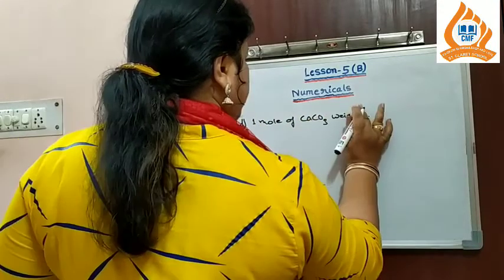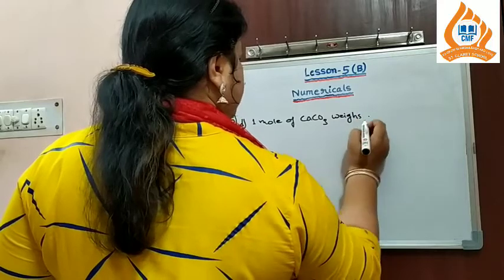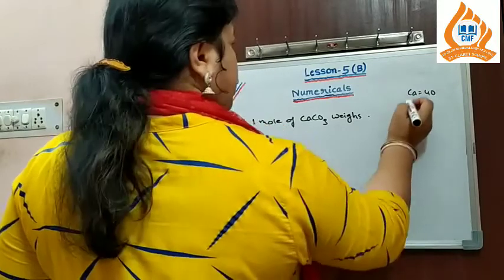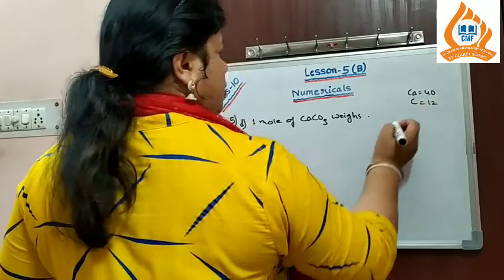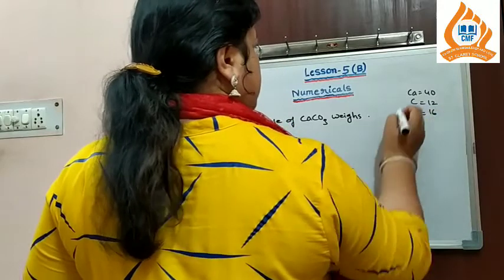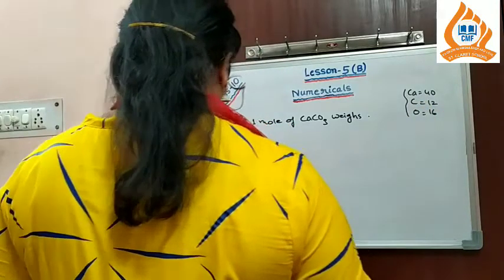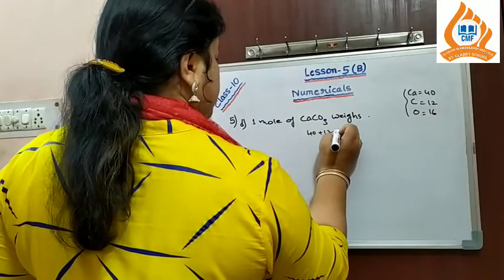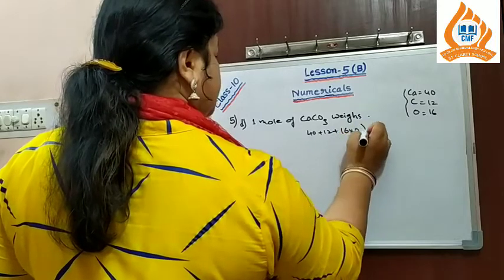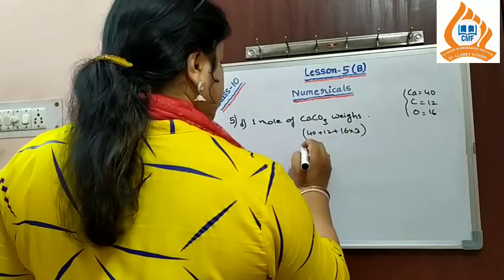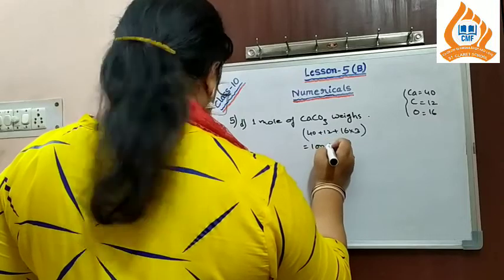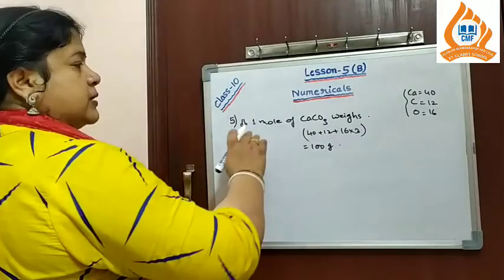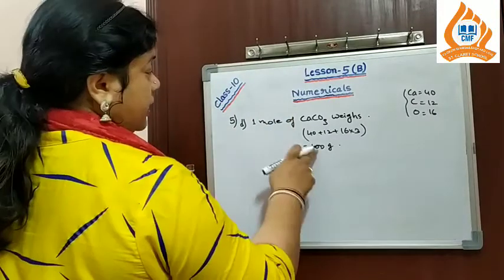CaCO3 is how much? Calcium is 40, carbon is 12, oxygen is 16. So we will put the values. Ca 40 plus 12 plus 16 into 3. So how much does it come out? You will do the calculation. You will get 100 grams or AMU, whatever you write. So this is what 1 mole contains. So 1 mole contains this much.